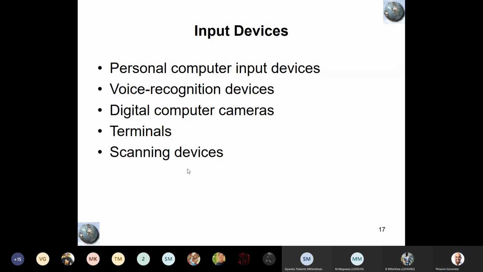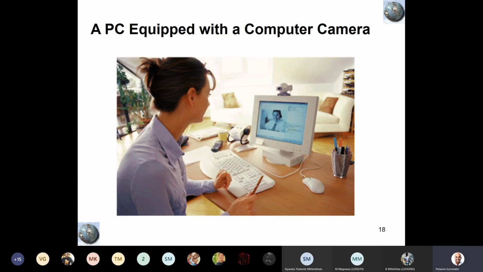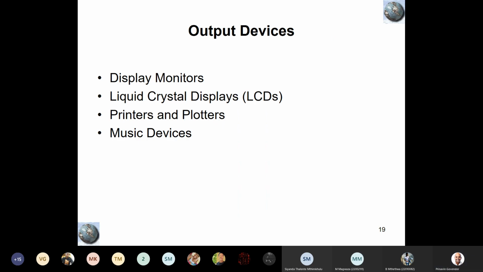Page down. A PC equipped with a computer camera. Aha! This you should all know about, your little camera. Okay? Now I basically switched off my camera, so you can't see me. Believe it or not, I'm at home, I'm in the bedroom, and here I am giving a lecture to you on Microsoft Teams. Some other things with regard to output devices, a monitor, your screen.